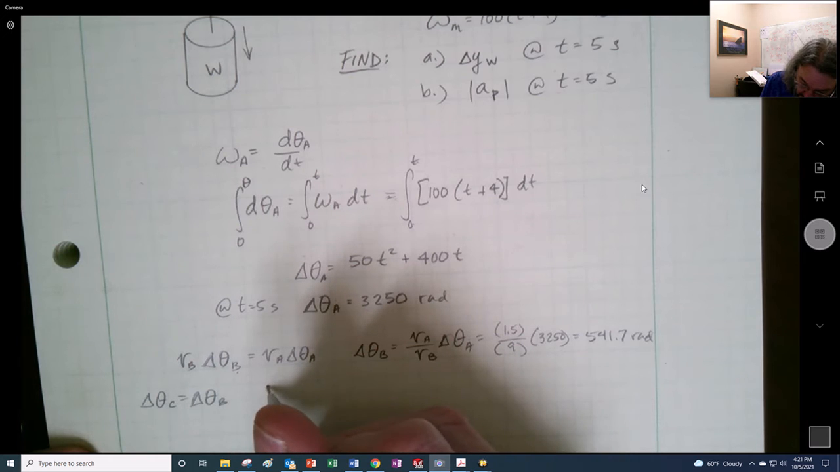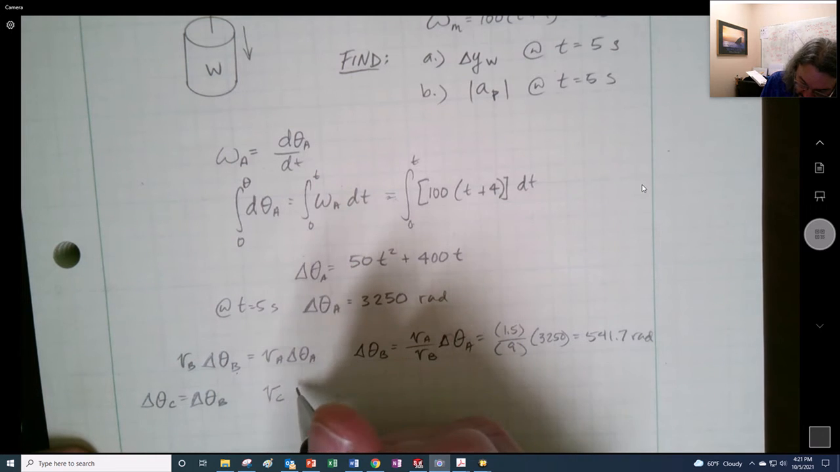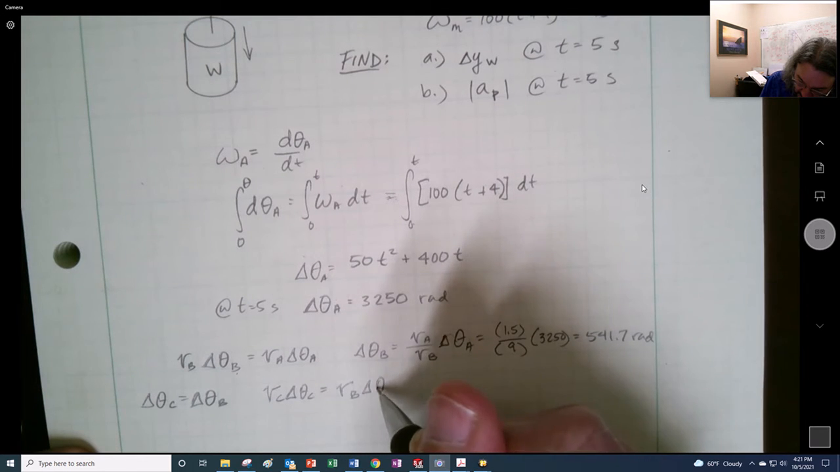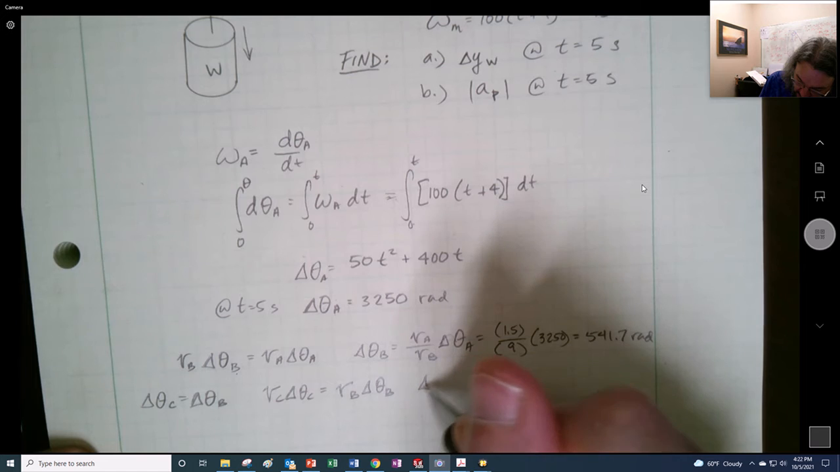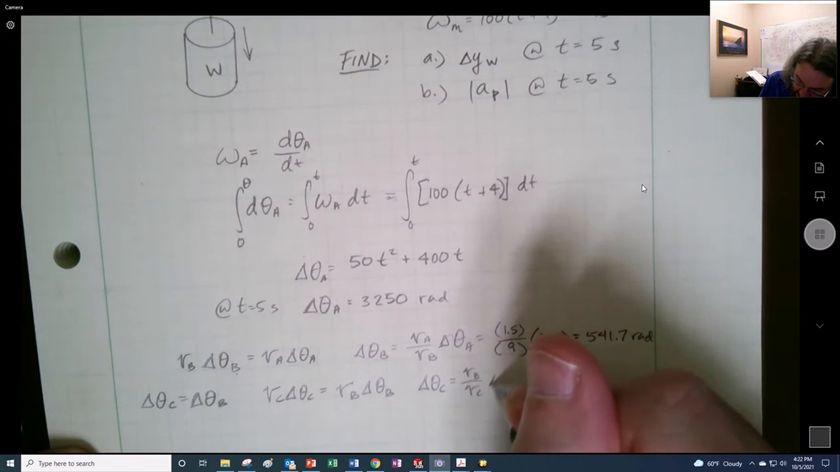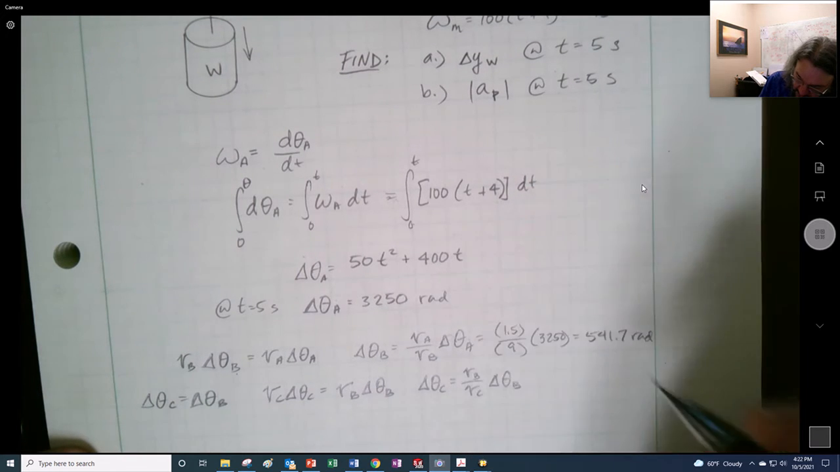So we're going to say RC delta theta C is equal to RB delta theta B. So therefore delta theta C is RB divided by RC times delta theta B.